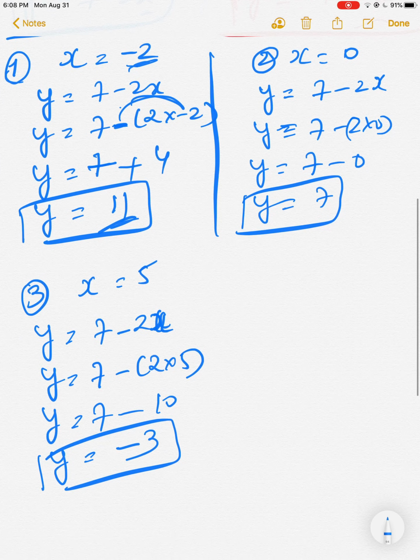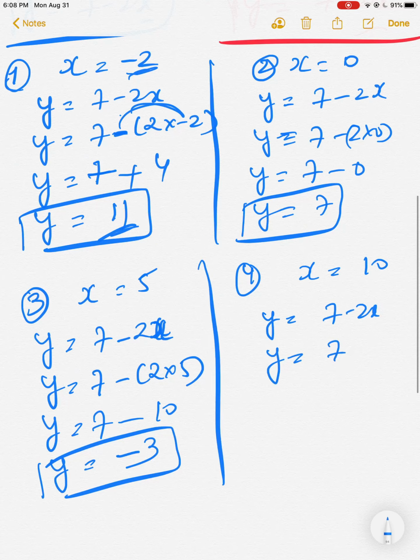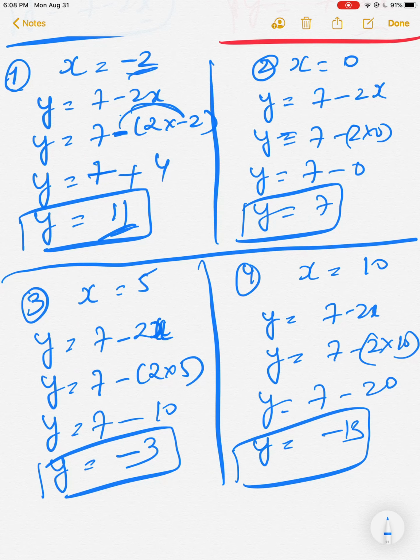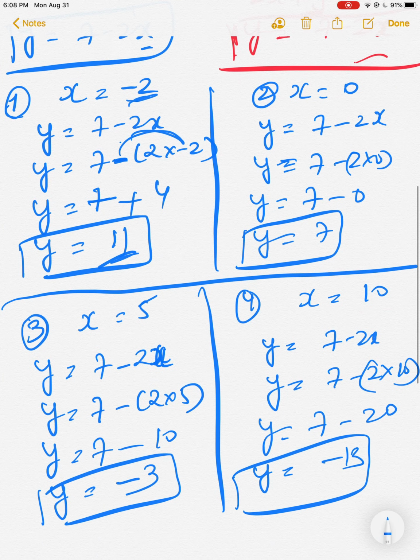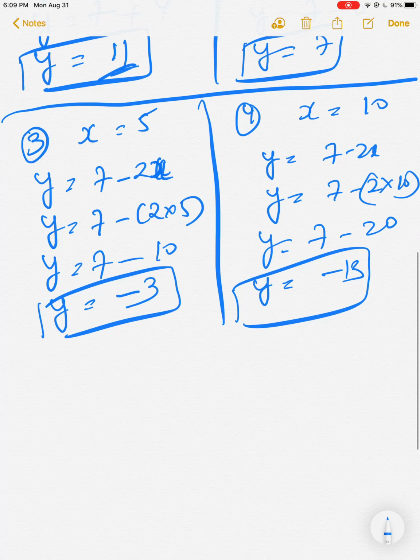Then fourth value. Fourth value, let us take x is equal to 10. y is equal to 7 minus 2x. y is equal to 7 minus 2 into 10. y is equal to 7 minus 20. y is equal to -13. Usually these bigger values while drawing the graphs we will not take because it is difficult. So x value is equal to 10 and y value is equal to -13. That is 4 solutions we have got.